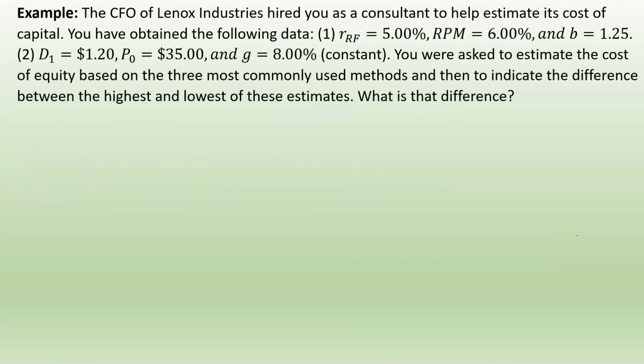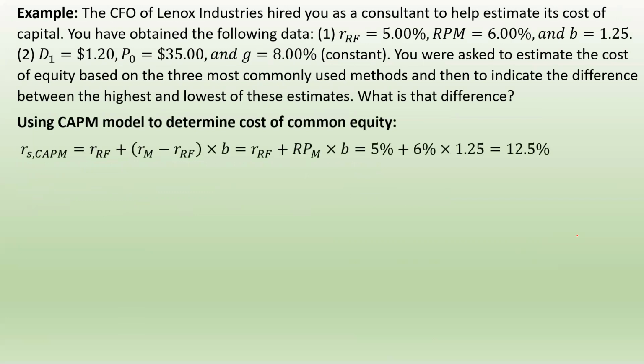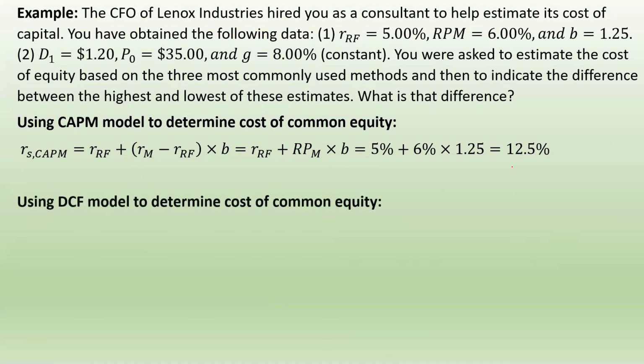Here's another example to illustrate how to calculate the cost of equity. So use the CAPM model. In this case, it gives you the risk-free rate, market risk premium, and the beta. So we just input those numbers in the formula. We find the cost of equity is 12.5%. Or we can use the DCF because it also gives you the dividend. Here it gives you D1, which is even better, and the P0, today's stock price, and the growth rate. We find out the RS is 11.43%.